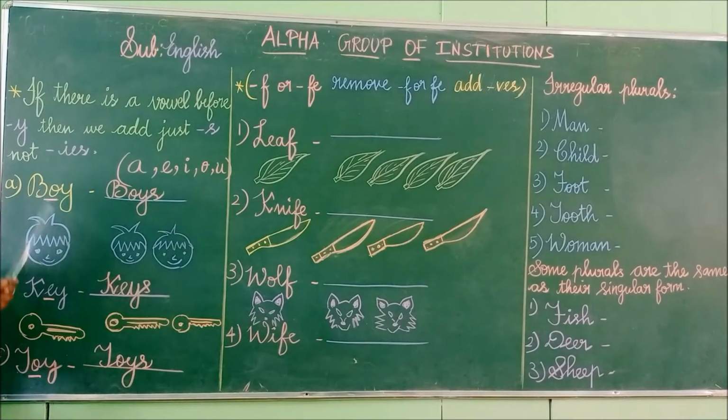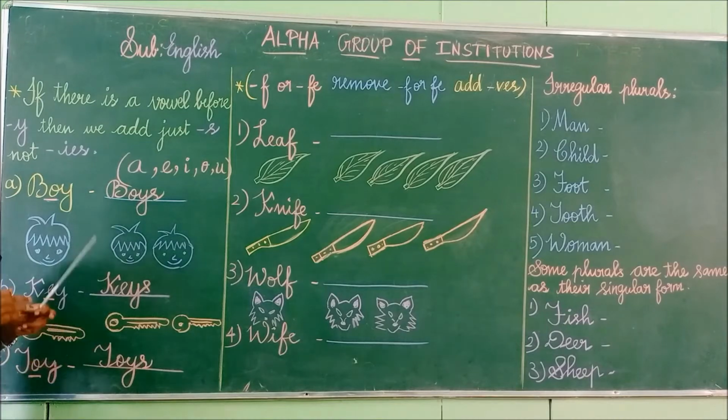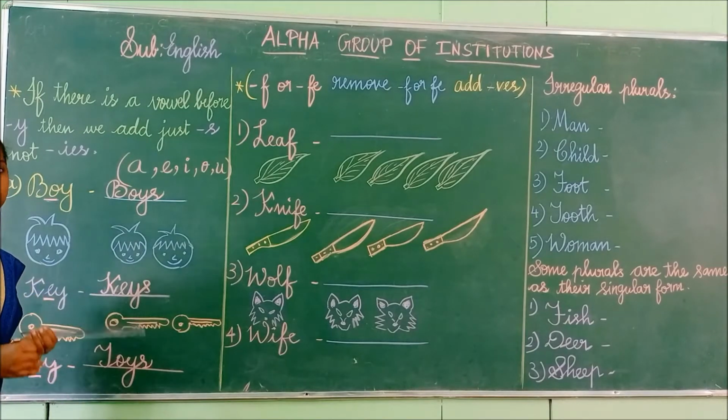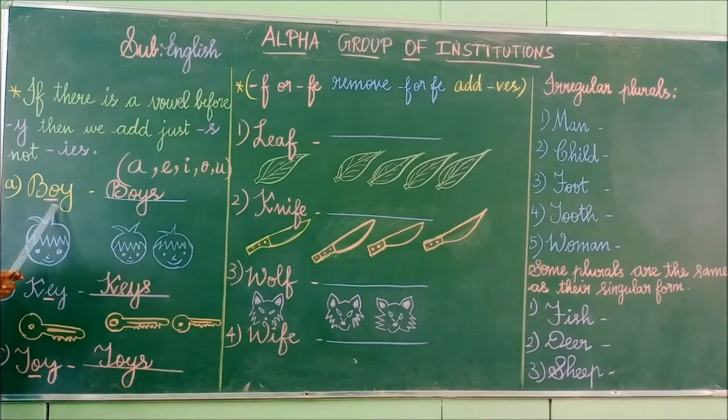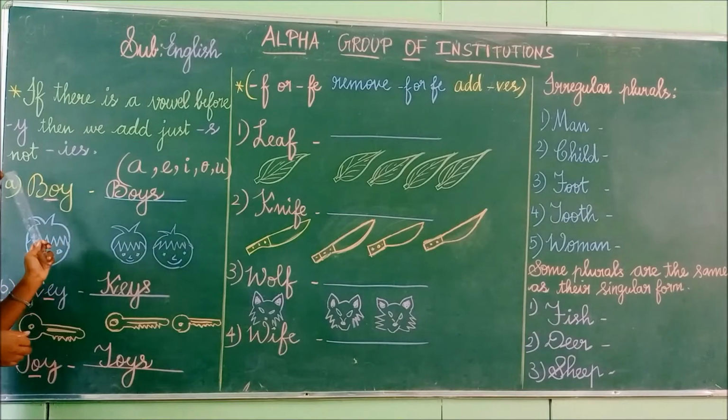If the letter before Y is a vowel, you just add S, not IES. If the singular noun ends with Y, you have to remove the Y and add IES. And then you have to look at the letter before Y. If it is a vowel, you just add S, not IES.